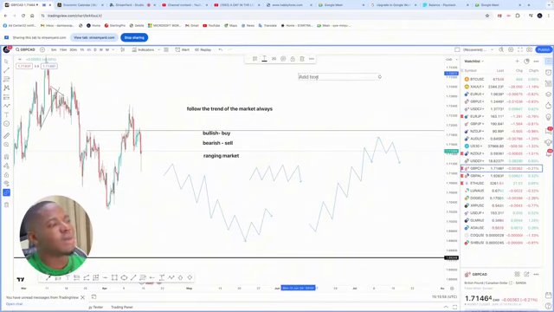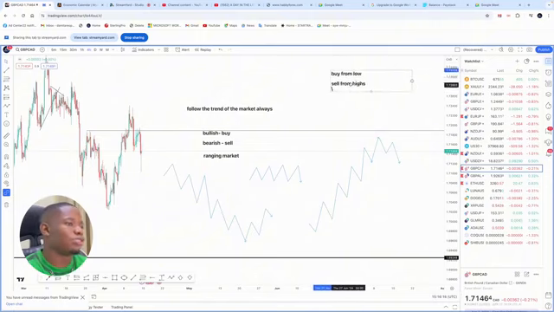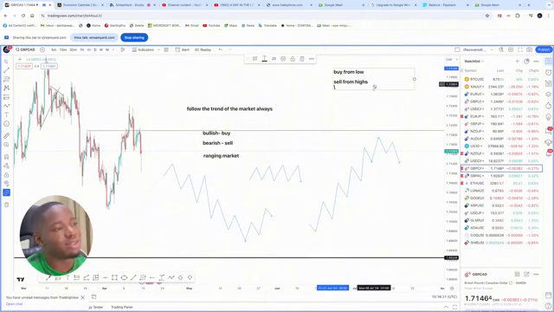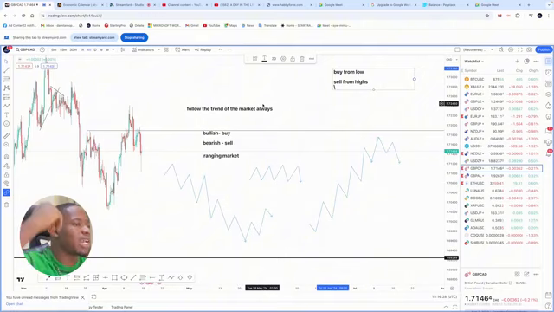The general rule in the market says that buy from low, sell from high. All right, this is the general rule in the trading market. This is general, you need to work with it. Now, what do I mean by low? Low also means support, highs also means resistance. So when I say buy from low, sell from highs, it means that you're selling when the price is high and you're buying when the price is low.